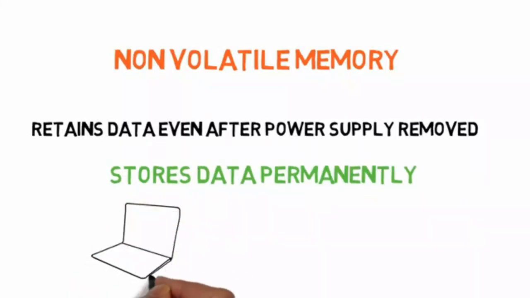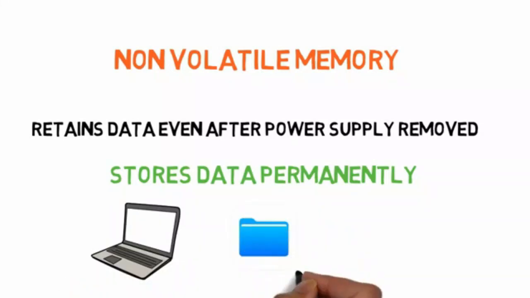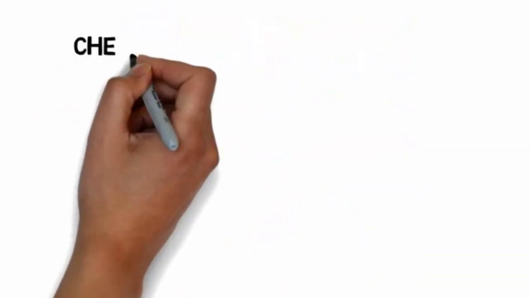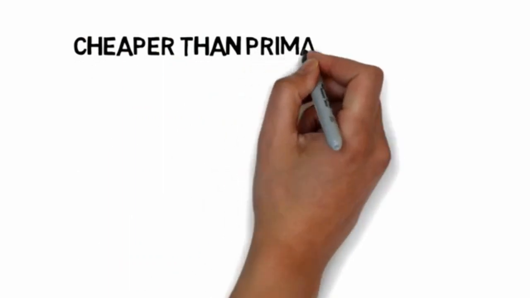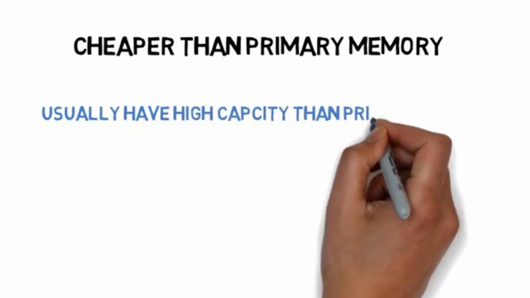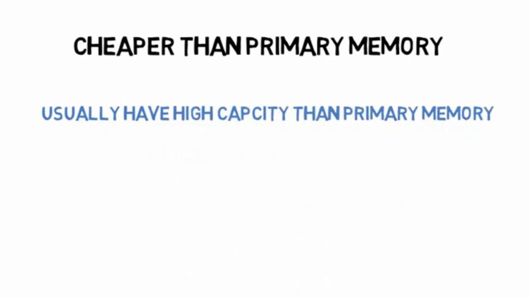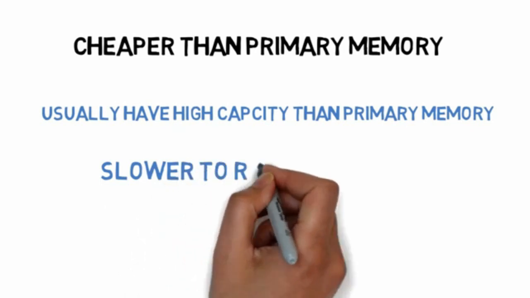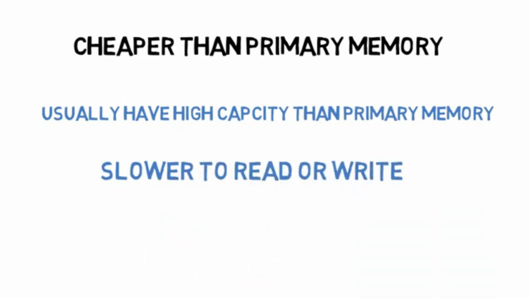In a computer, all of the user's files and data are stored in this memory. Also, secondary storage devices are much cheaper than primary memory, so usually they have more storage capacity than primary memory. But they are significantly slower to read or write than primary memory because they are not connected to the CPU directly.